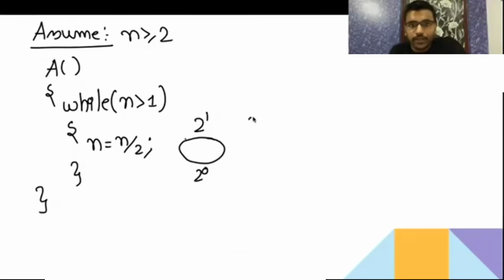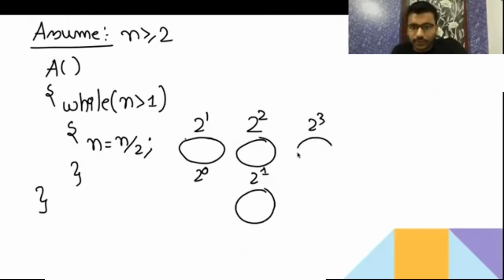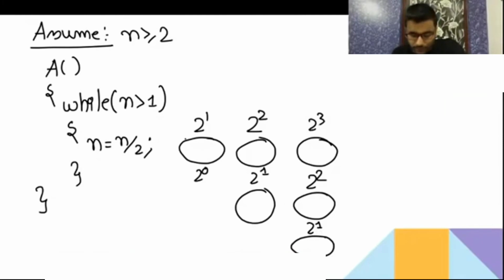Fine. Now you take 2 to the power 2. Yeah, greater. Went inside. Then it divided. Then it will become 2 to the power 1. Yeah, it's greater. It went inside. Now similarly take 2 to the power 3. It will go inside, then it will become 2 to the 2, it will go inside, then it will become 2 to the 1, it will go inside, then it will be 2 to the 0, that is 1, it will not go inside. Okay, similarly it will go.